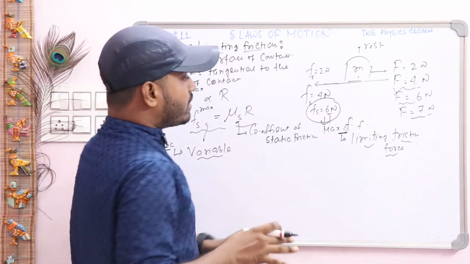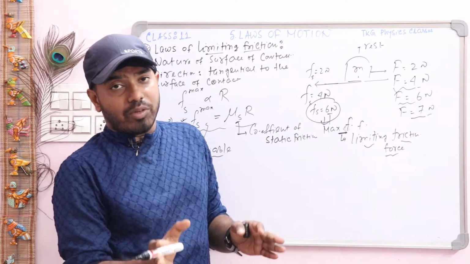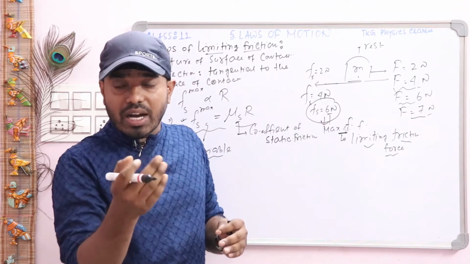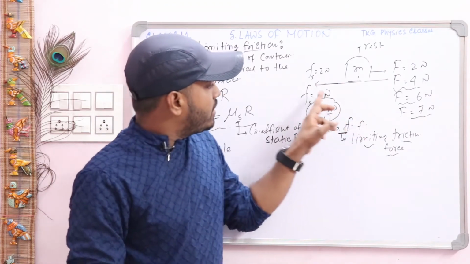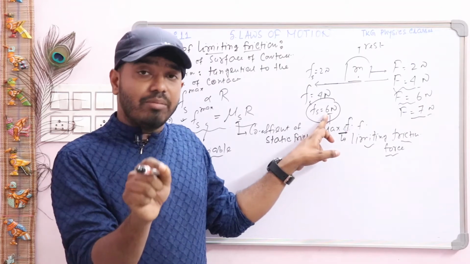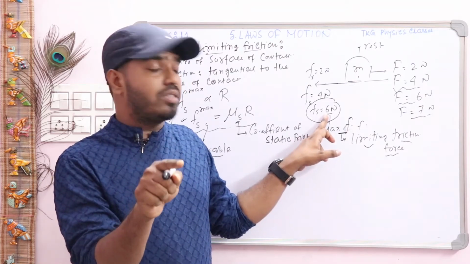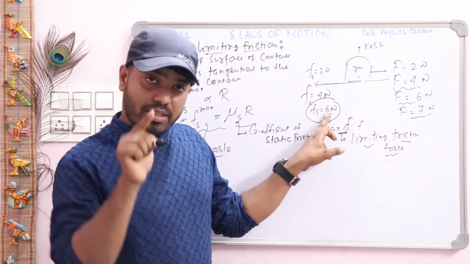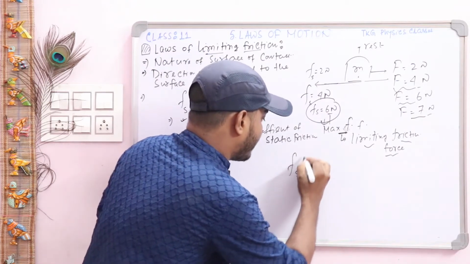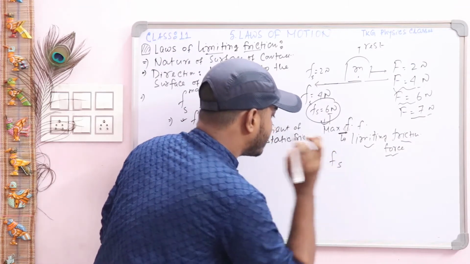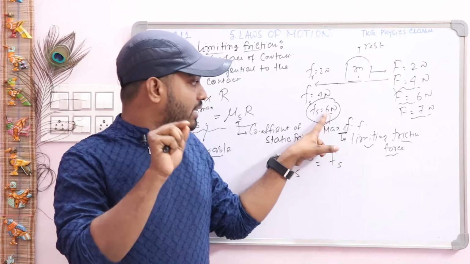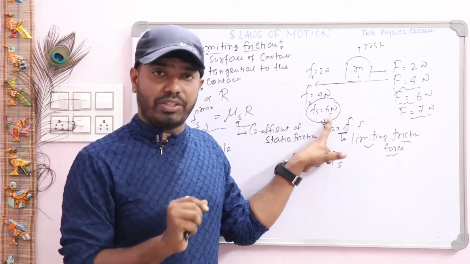Now, what is the relation between limiting and static friction? Which value is higher? Observe this: static friction 2, 4, 6, 6, 6, 6. But this is the maximum value of static friction, and this maximum value is named limiting friction. So 6 is static friction and 6 is also limiting friction. So you can say Fs max is equal to Fs. This is the condition. 6 is a static friction, but if this is the maximum value, that's why this is also limiting friction.